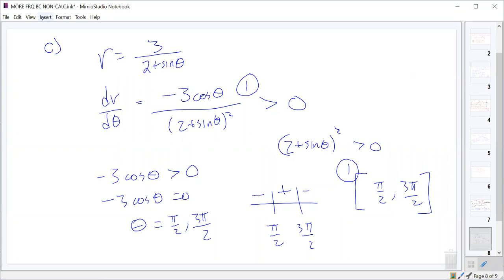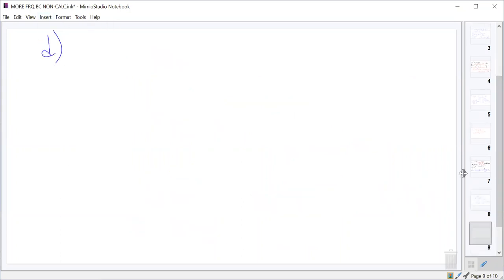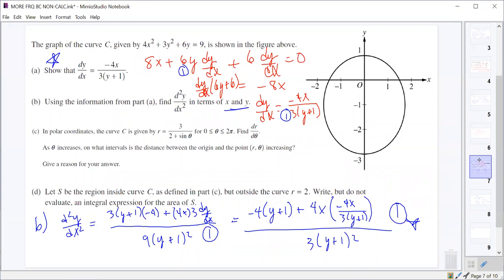All right, part D. What was part D asking us? So S is the region inside the curve r equals 3 over 2 plus sine theta, but outside the curve r equals 2. So r equals 2 is just a circle with a radius of 2. That's the worst circle I've ever drawn. That's still pretty bad, but it's the circle with a radius of 2.